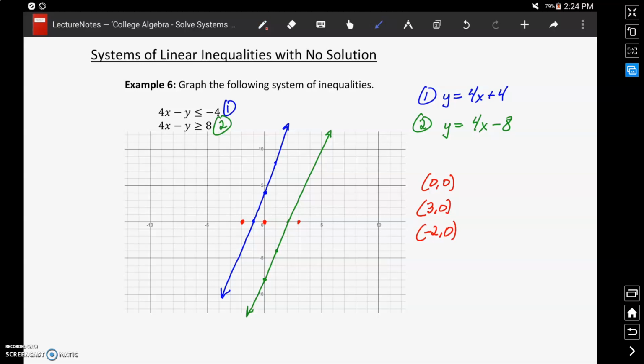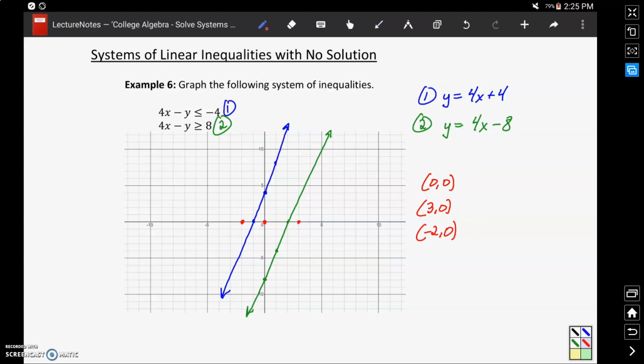We won't go through the process of verifying that this doesn't work in each case, but we would take 0, 0, plug those into both inequality statements, and do the same for the other pairs. And what we would actually see is that none of these three pairs make both inequality statements true.